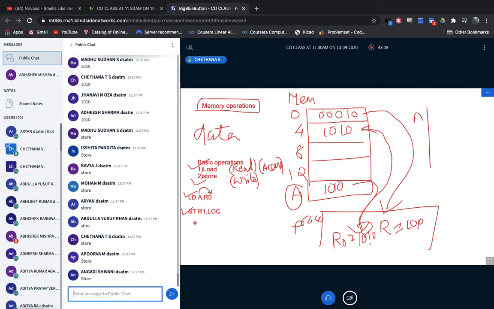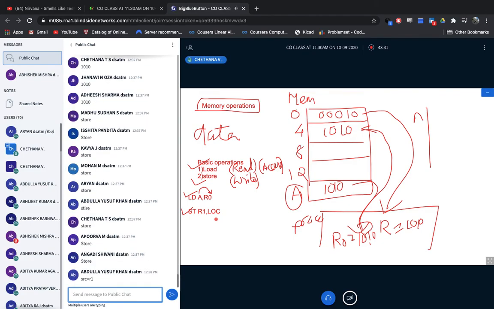So here, source again. Who is the source here? R1 is the source. Type that answer. Who is source here in ST R1 location? Who is source? Who is destination? Please write it there. Source SRC is equal to what? Destination DST is equal to what? Fast. Yeah, source is equal to R1. Very good. Destination.